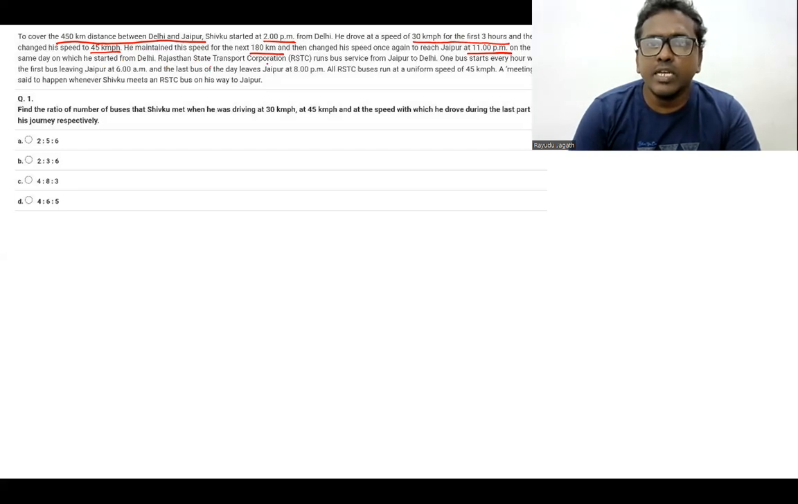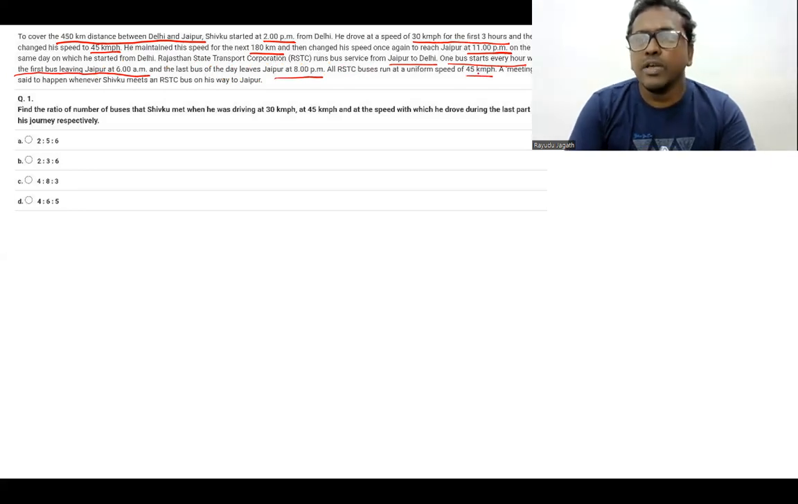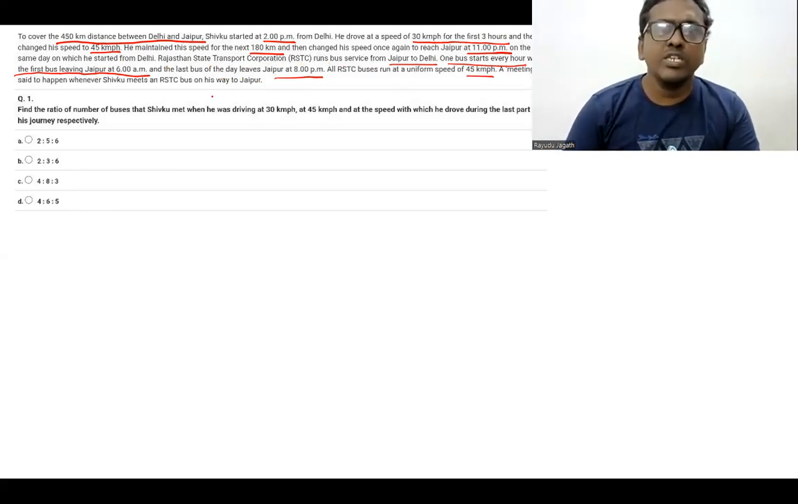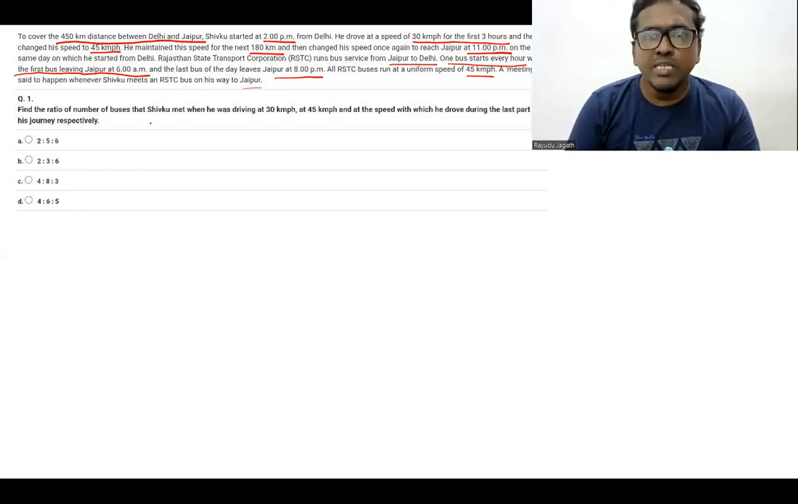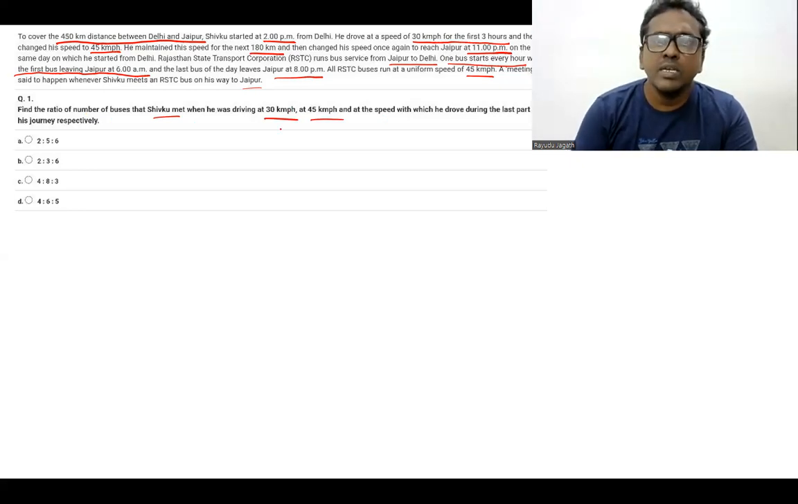Rajasthan State Transport Corporation runs a bus service from Jaipur to Delhi. One bus starts every hour, with the first bus leaving Jaipur at 6 a.m. and the last bus of the day leaving Jaipur at 8 p.m. All RSTC buses run at a uniform speed of 45 km per hour. A meeting is said to happen when Shiva meets an RSTC bus on his way to Jaipur. Find the ratio of number of buses Shiva met when he was driving at 30 km per hour, 45 km per hour, and the speed with which he drove during the last part of the journey, respectively.